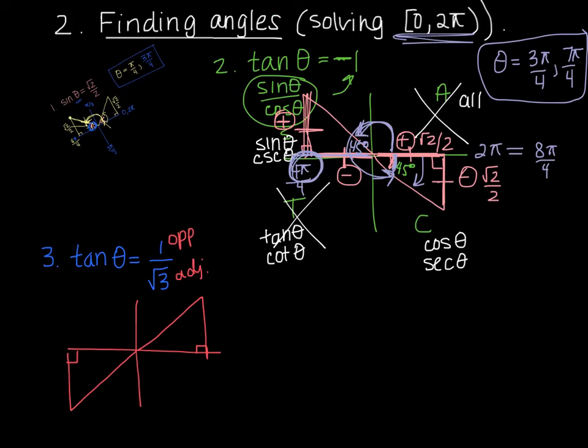So you could think of it as if this is my theta right here, opposite would be 1, and adjacent would be square root of 3. I could think of it like that. But then if I do Pythagorean theorem, I'm going to get that my hypotenuse is 2. We haven't talked about a hypotenuse of 2. All of our hypotenuses have been 1.